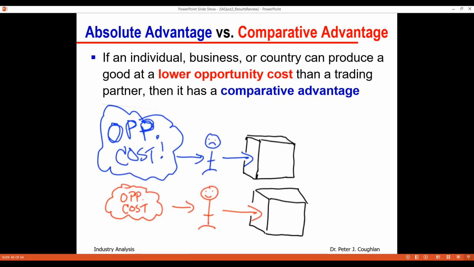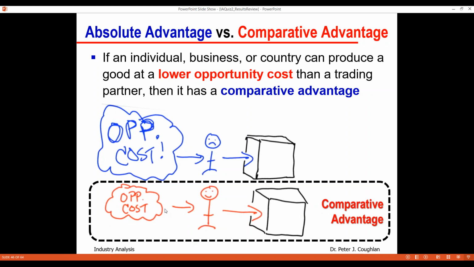But if an individual business or country can produce a good at a lower opportunity cost, not a lower input cost, not a lower number of inputs, but a lower opportunity cost than a trading partner, then it has a comparative advantage. So here, suppose blue has a big opportunity cost and red has a small opportunity cost to produce the same goods. Then red has the comparative advantage, right?